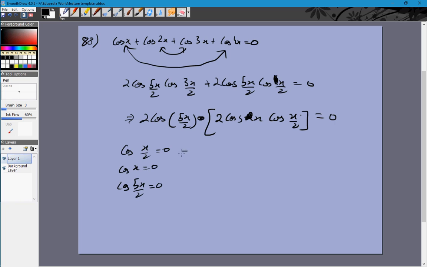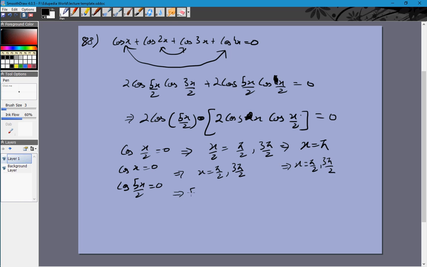is 0. This gives me x by 2 is equal to pi by 2 or 3 pi by 2, and what we need is all values of x should be between 0 and 2 pi. So this gives me x is pi and 3 pi, but 3 pi will not count, so x is equal to pi, because 3 pi is not between the range 0 to 2 pi. Cos x is equal to 0 gives me x is equal to pi by 2 and 3 pi by 2, which means obviously both are correct, pi by 2 and 3 pi by 2.